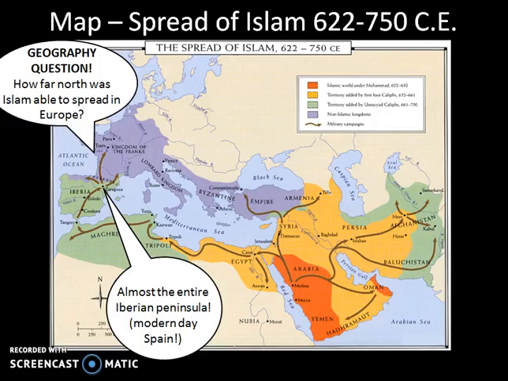This map shows you the spread of Islam from 620 to 750 CE. You'll see that the red area was territory that was added by Muhammad, then this orange area by the 4 caliphs, and then this green area expanded under the Umayyad caliphs. And this dark blue area are areas of non-Islamic kingdoms, with the western half under Roman Catholic Christianity and the eastern half under the Eastern Orthodox Christianity. And you see this is where the Byzantine Empire is.